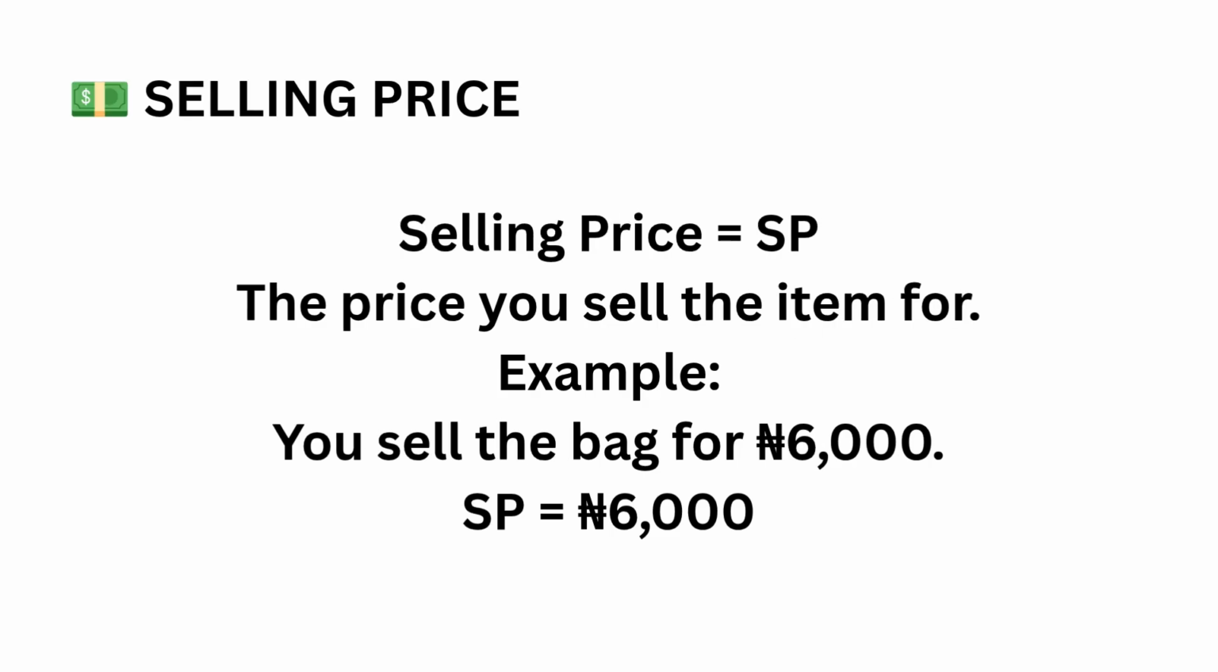Next is selling price. This is the amount you sell any item for. If you bought the bag for 5,000 naira and sold it for 6,000 naira, your selling price is 6,000 naira. We write selling price as SP. Okay?